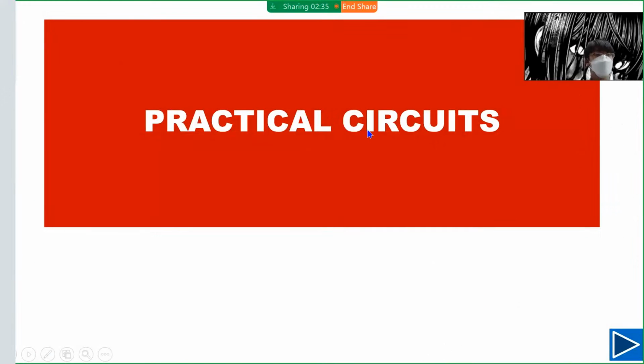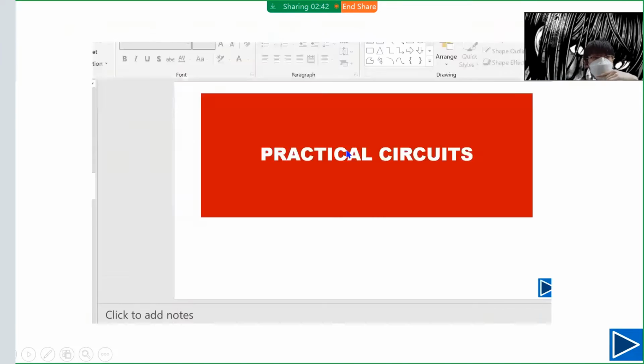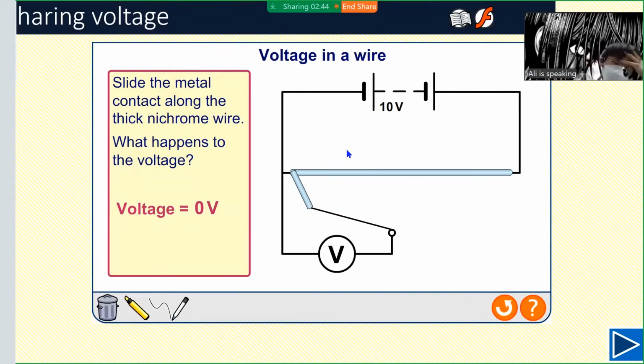Today's class we will talk about practical circuits, meaning we will talk about the potentiometer. First of all, let me show you one animation and then we will start working on the potentiometer. This is a very simple example of a potential divider.